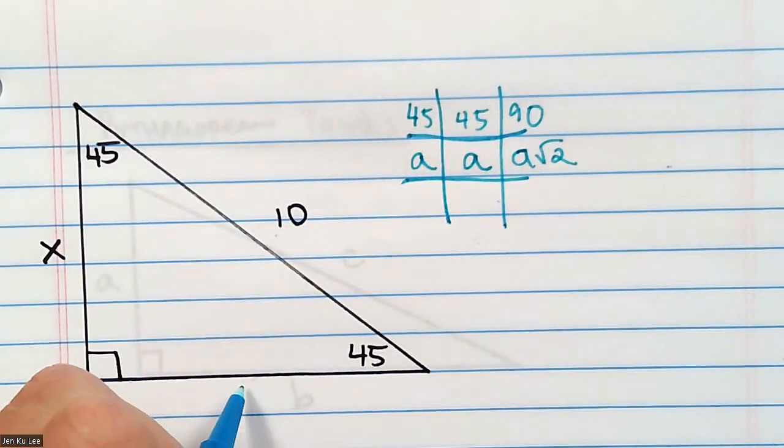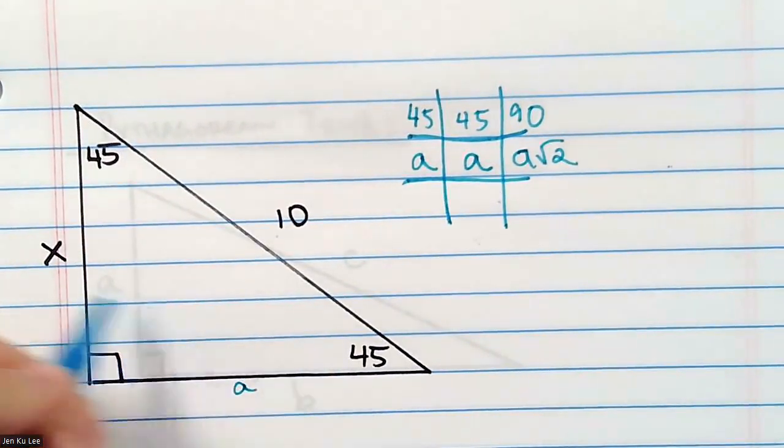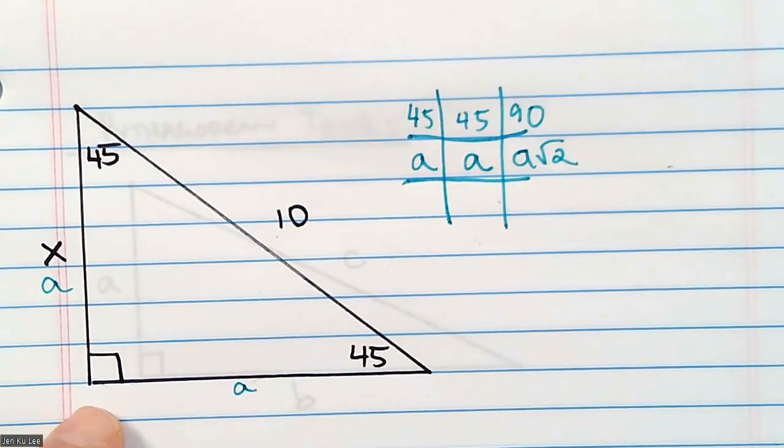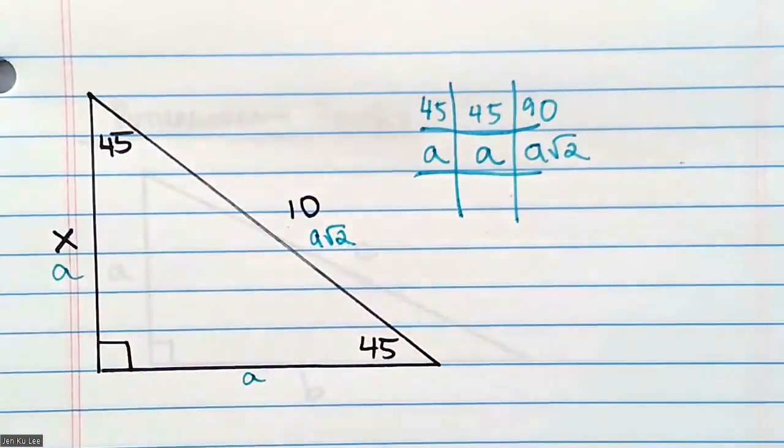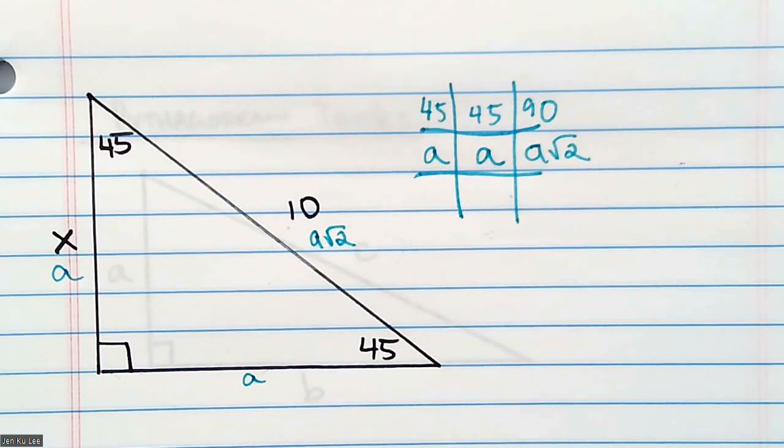Across the 45 is a. Across this 45 is a. Across this 90-degree angle is a square root of 2. All right?